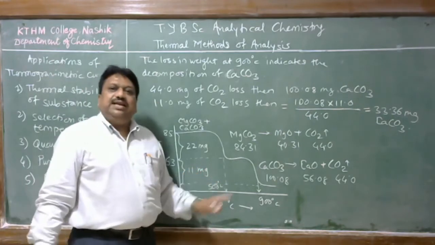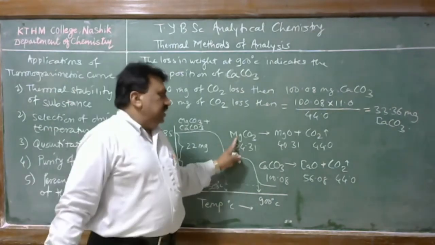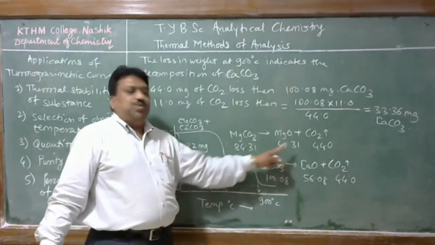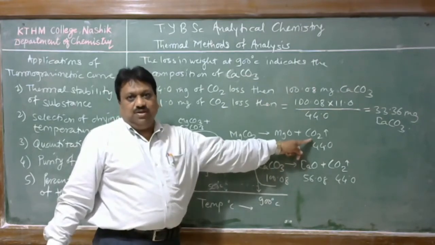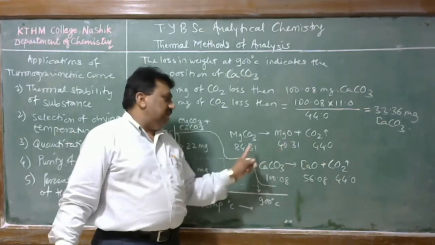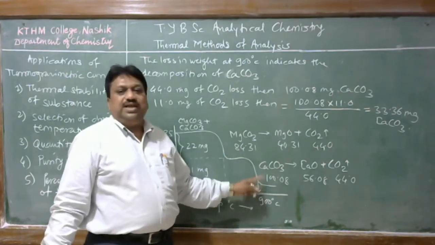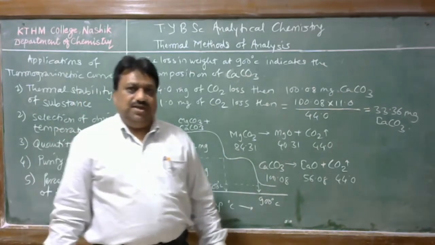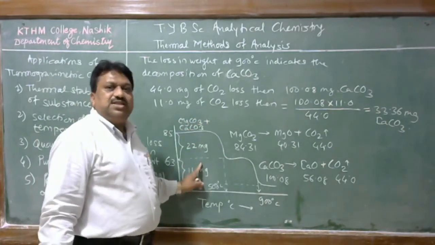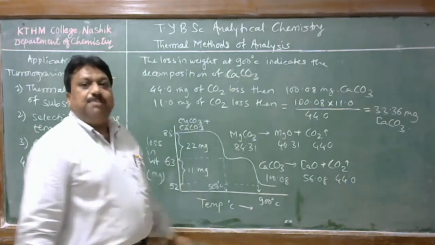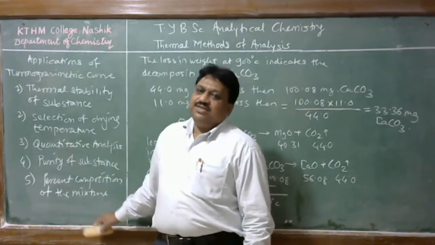Students, in this way we can determine the composition of the mixture if we know the decomposition reaction and the product formed in the decomposition reaction, that is a volatile product, and that loss is related to the volatile product and its relation with the parent compound. Then we can find out the amount of parent compound. In this way, the percent composition of a mixture can be determined by using the thermogram. This is the most important application of thermogravimetry, that is, determination of percent composition of the sample or mixture.